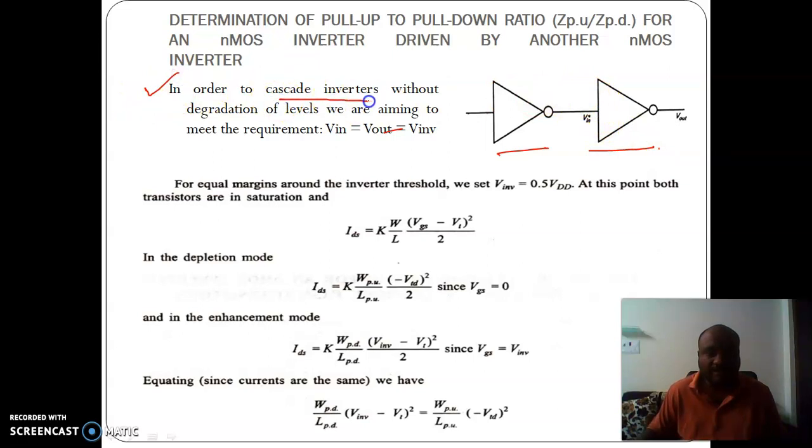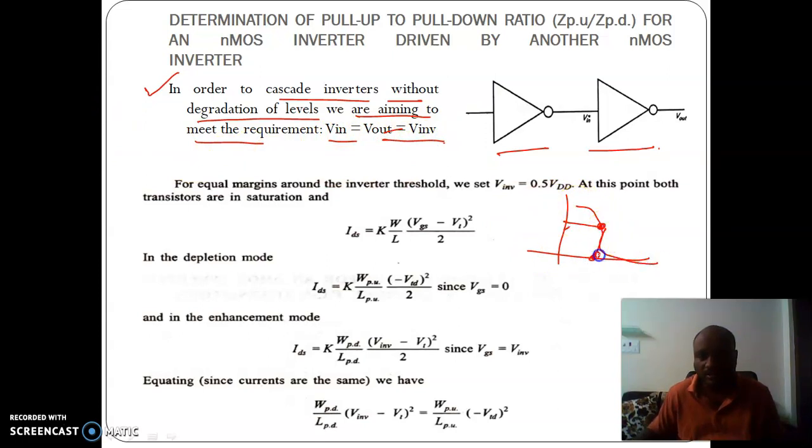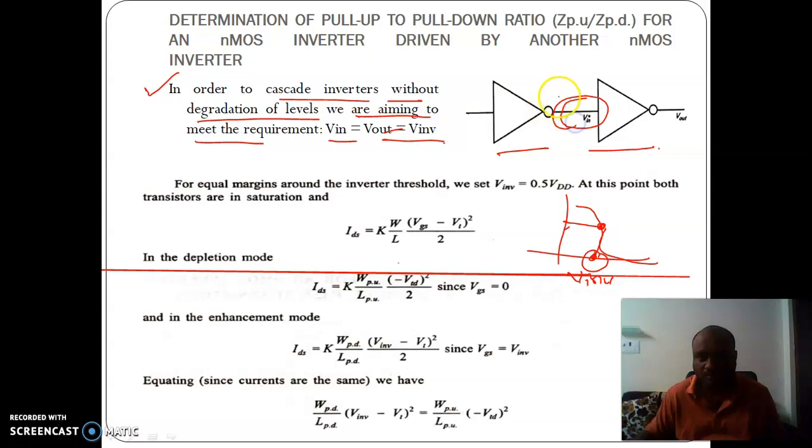In order to cascade the inverters without degradation of levels, we are aiming to meet the requirement Vin equal to Vout equal to Vinv. In our transfer characteristics, the point at which Vout is equal to Vin is known as Vinv. So to properly cascade these two devices, Vout should be equal to Vin, which should be equal to Vinv. This is the condition we need to achieve. For equal margins around the inverter, we said Vinv is equal to 0.5 VDD, which is considered typical.